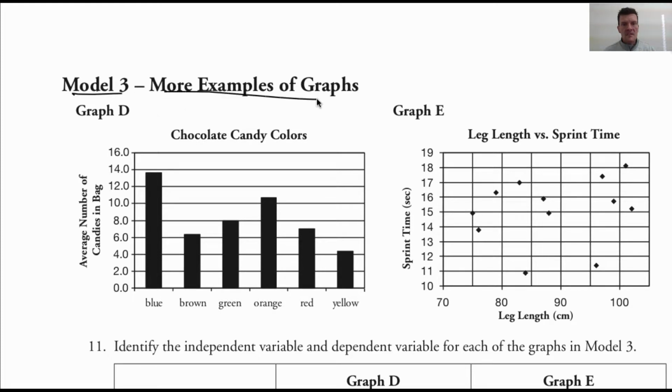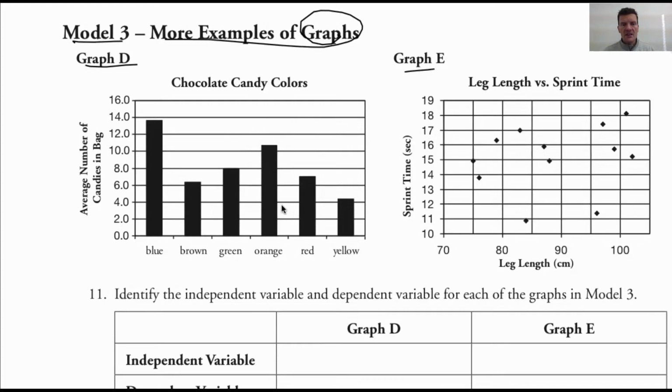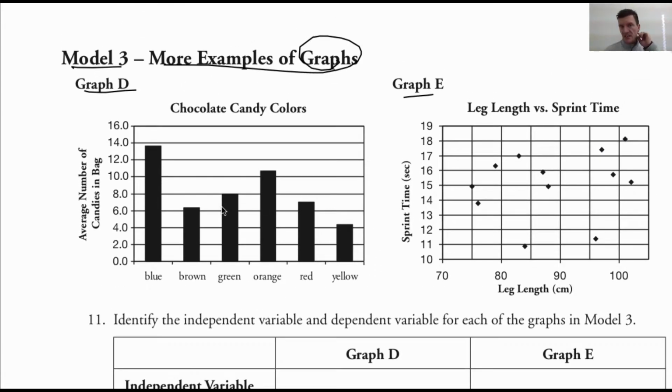Model 3, more examples of graphs. We've got a graph D, a graph E, and let's just pause for a second and look at these and analyze how they are set up, and maybe you can see how one is good or maybe it's bad or maybe it's not very helpful. In any case, the title is always important: chocolate candy colors, and we've got the different colors here. The bar graph is probably useful and helpful in this case, and this is the average number of candies in the bag that are this color. So the bar is going to go up to a certain value indicating the average number of candies in that bag of that color.